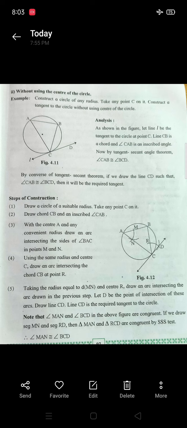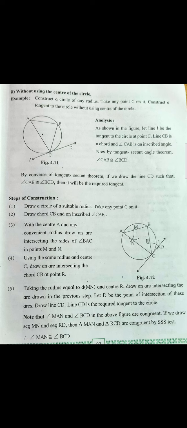Firstly, draw the circle of suitable radius. Now, take any point on it. C is the point on it. Draw the chord CB and inscribed angle CAB. Firstly, draw CB, take any point A and draw the angle CAB.